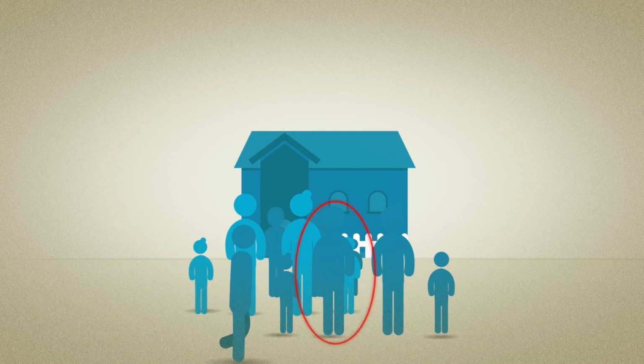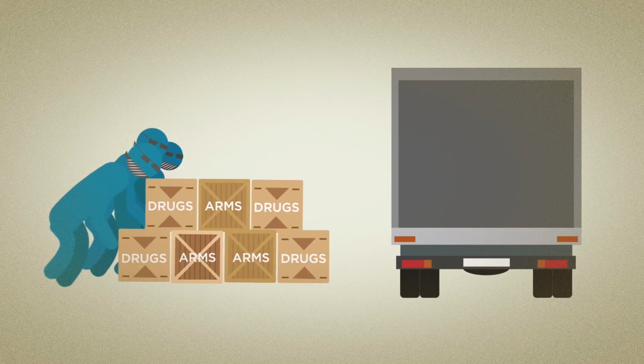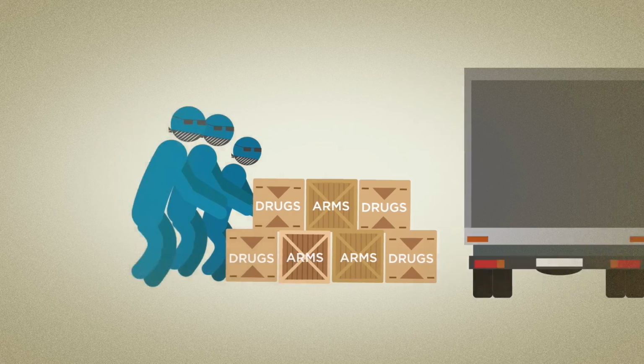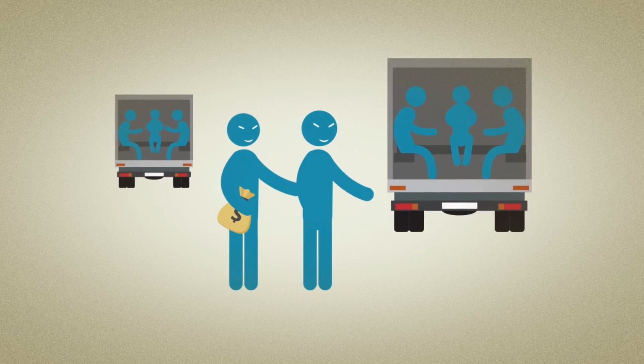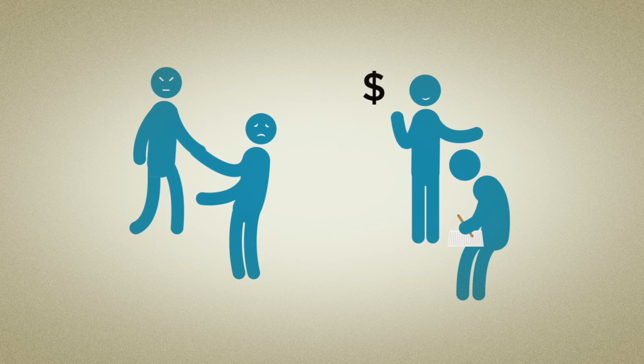Human trafficking focuses on the movement of a person from their community into a forced labor situation. Similar to the movement of a commodity like drugs or arms, human trafficking is the movement of people, in some cases against their will, in other cases through deception.